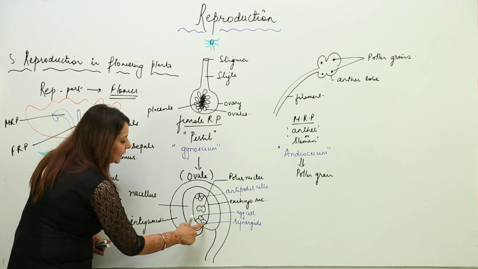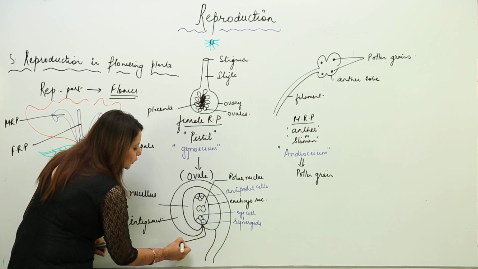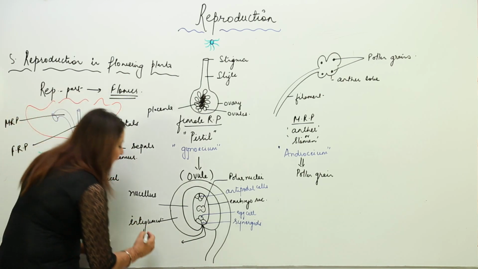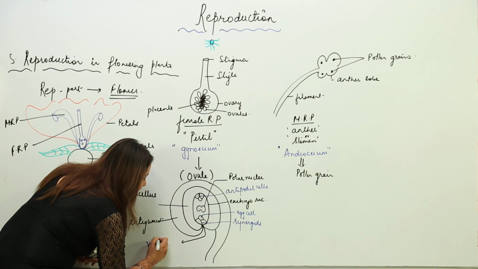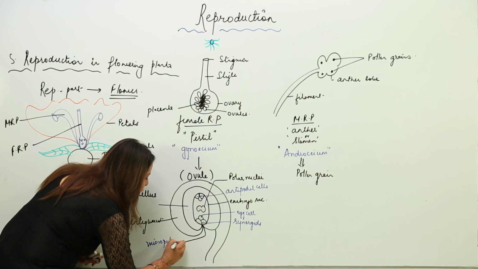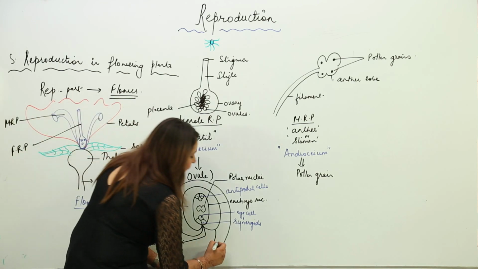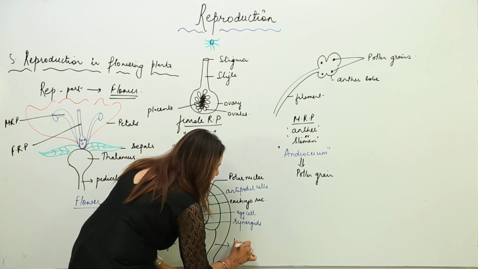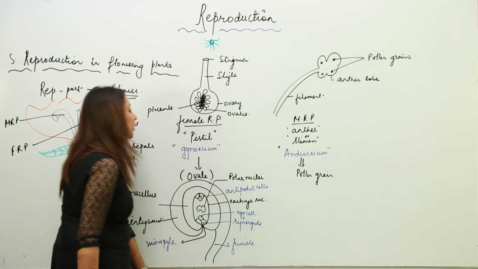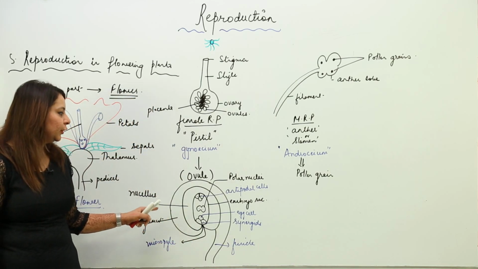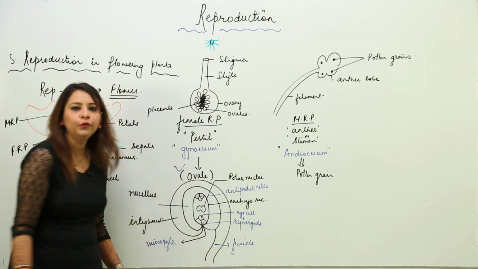The point where these layers are absent, I told you it is not a continuous one, it has a point where these layers are absent, that is again a special opening called micropyle. And this stalk is called funicle. So this is the structure of the matured ovule.